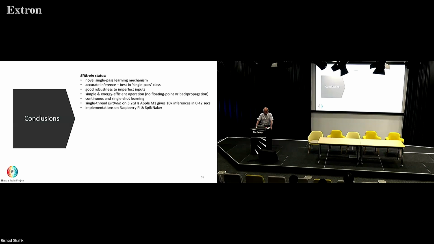So what I presented is BitBrain, which is a novel single-pass learning mechanism, which looks to work quite well. It gives accurate inference, not state-of-the-art by deep network references, but certainly best in the single-pass class, and pretty good compared with state-of-the-art networks, but very good robustness to imperfect inputs. It's very simple.